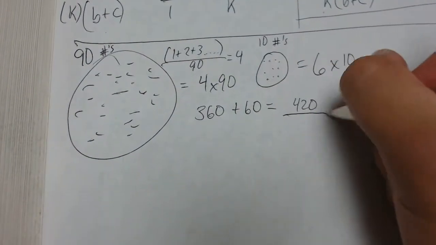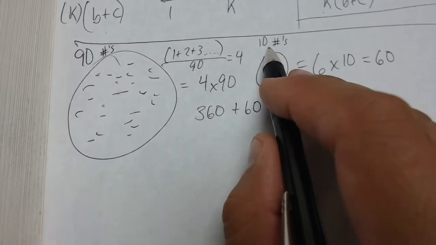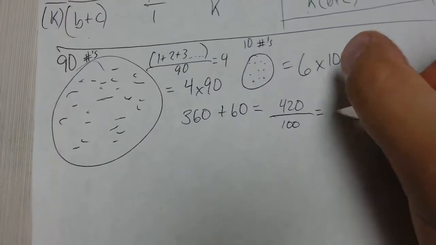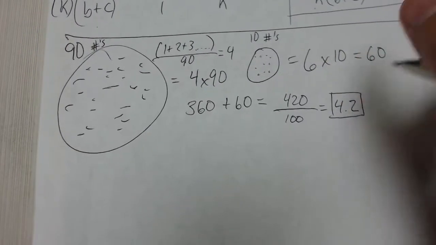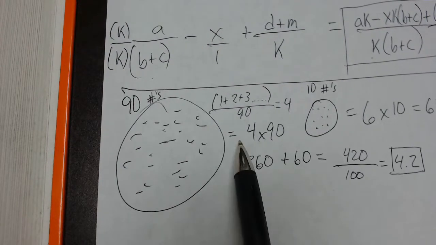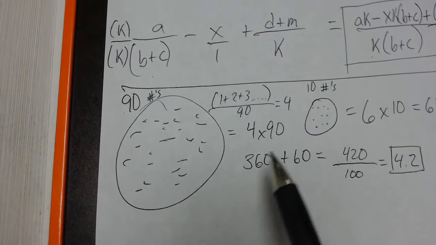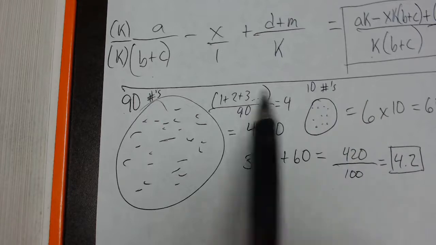And then I'll go ahead and divide that number by the total number of numbers. So I have a group of 90, a group of 10, the total number of numbers being 100. So that divided by 100 comes out to 4.2. And that is the average of the averages. So when you're doing average of the averages, take the average, multiply it by the number of members in the group, then add those totals up together, and then divide by the total number of numbers in all groups.